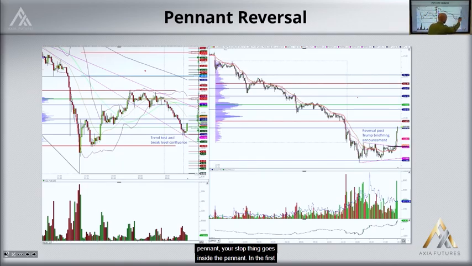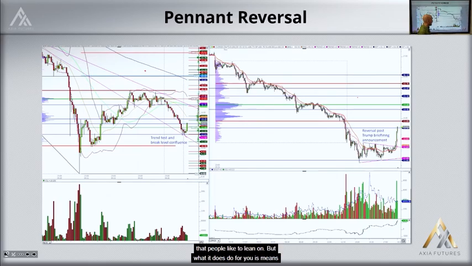And you're looking at the break of the pennant. Your stop then goes inside the pennant. In the first instance, when you buy on the break, you can put your stop below the low of the candle prior to the break, or the candle that breaks. That way you give yourself a nice, clean, defined stop, and you've got then a target moving back. And this is where it's slightly tricky, because you don't have this measured target, which takes away the element of predictability that people like to lean on.